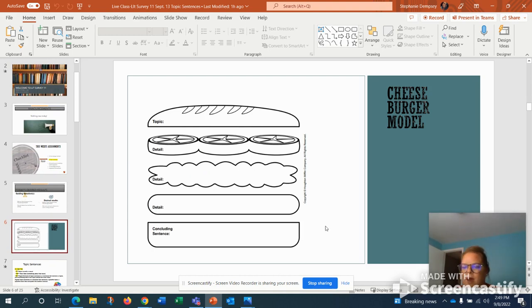So this is the model that we have been using in class. That's just something to keep in mind. So we have our topic sentence as our cheeseburger here. At the top, our bread, then tomatoes, the lettuce, the cheese, and then the other bread. So this is the model. That's kind of how we're breaking our stuff down.